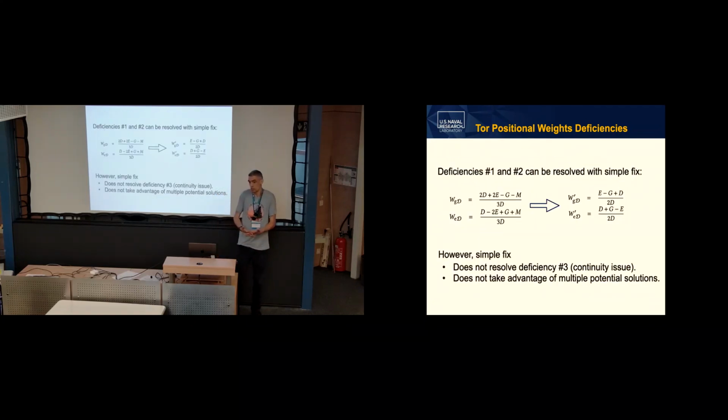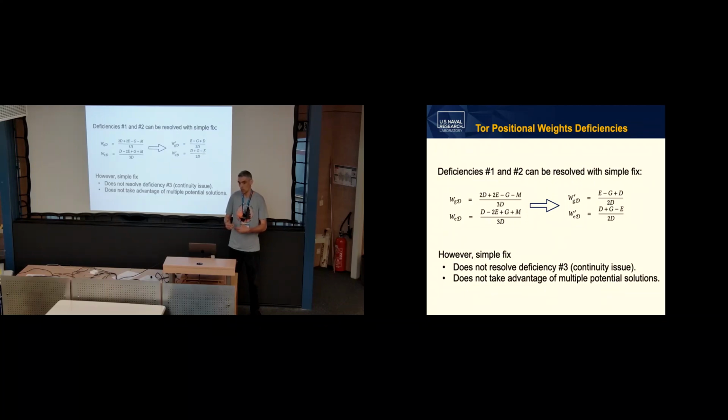First of all, I'll just say there's a simple fix for this. Take those two equations and replace them with the two equations on the right. That's something Tor could do at any time, and it would be very easy, and it would at least solve the first two deficiencies that I described. However, it doesn't solve the third deficiency, the continuity issue. Also, it's not as good as you could do, in that you have some cases where you have multiple possible solutions, and you could take advantage of that. There are some weight assignments that might be better than others.